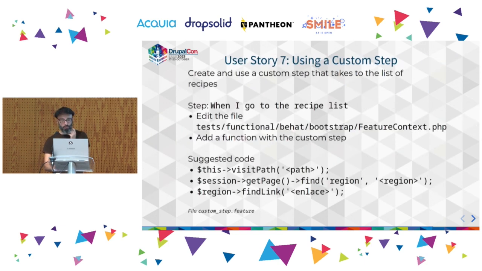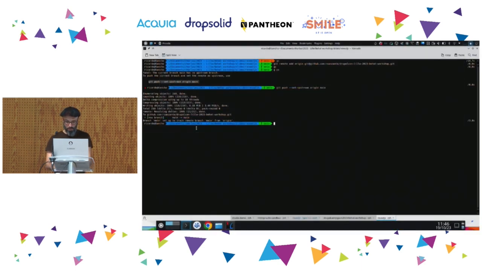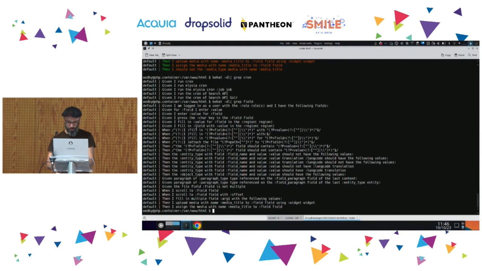So for example, in this case, we are going to create a custom step that is: when I go to recipe list. Why? Because we want to keep the test very clear. So for this, what you have to do is go to test functional Behat Bootstrap feature context and add your new step there. So for example, what we are going to do is, well, let me show you.